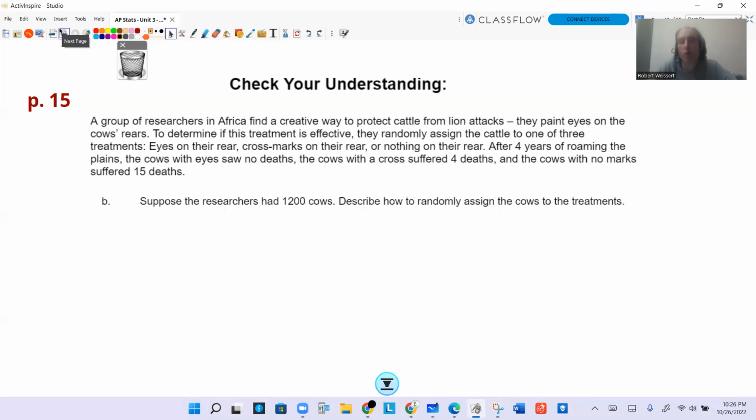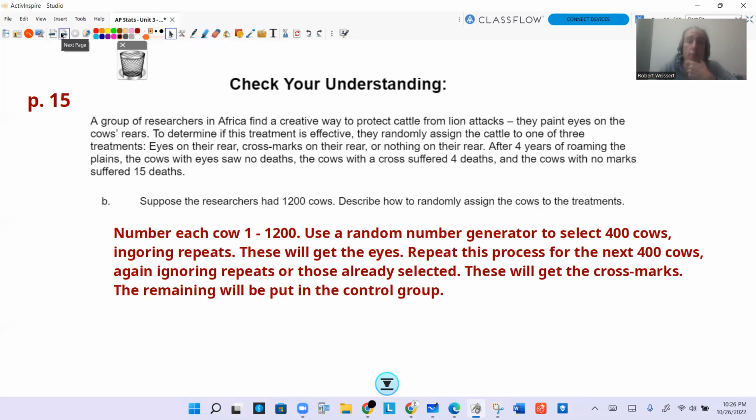Suppose the researchers had 1,200 cows. Describe how to randomly assign the cows to the treatments. Well, there are several ways to do it. Here's one way. Number each cow 1 through 1,200. Use a random number generator to select 400 cows, ignoring repeats. These will get the eyes. Repeat this process for the next 400 cows, again ignoring repeats or those already selected. These will get the cross marks. And then whoever's left is in the control group. There's your random assignment. There are many ways to do that. There's one.